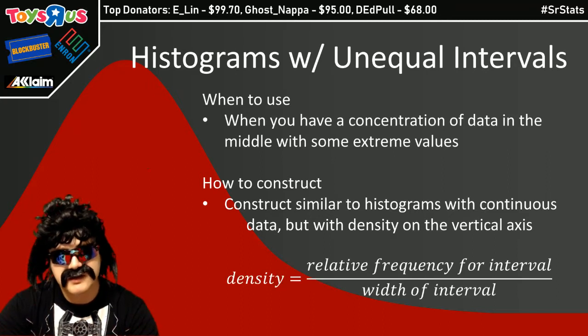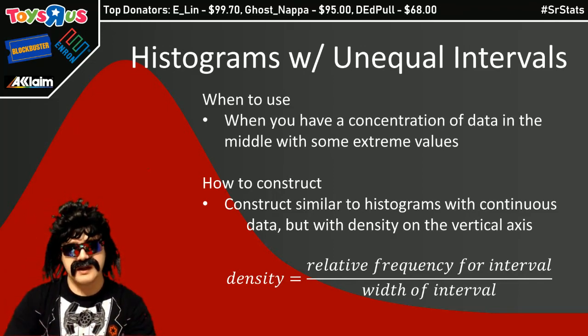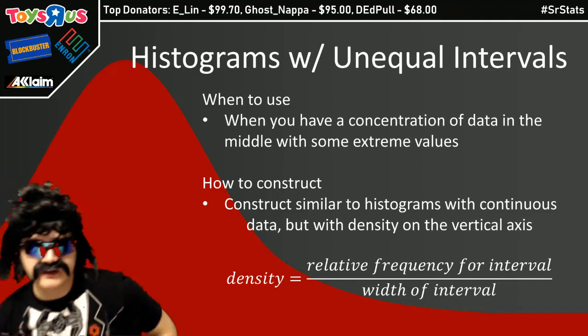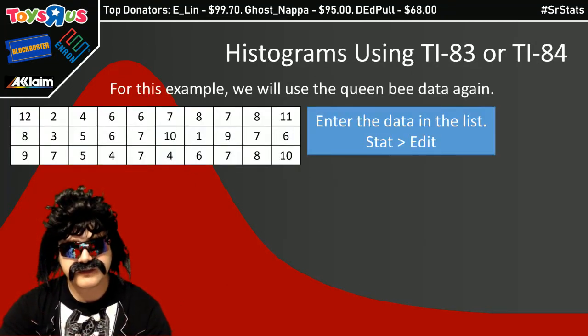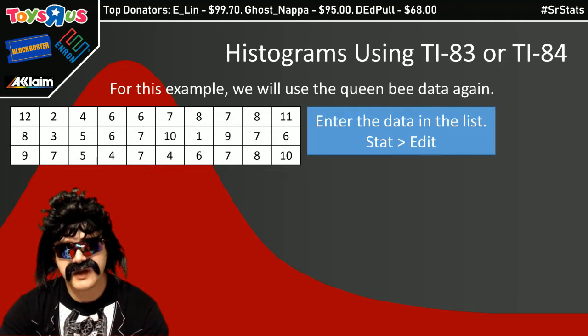Density is the relative frequency for the interval divided by the width of the interval. So it kind of just means how much is in that section. Density is a little bit different to work through. So for this example, we use the queen bee data again.